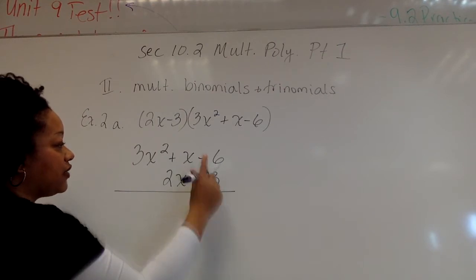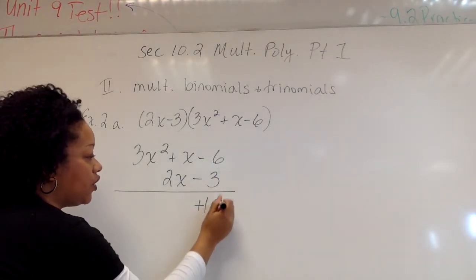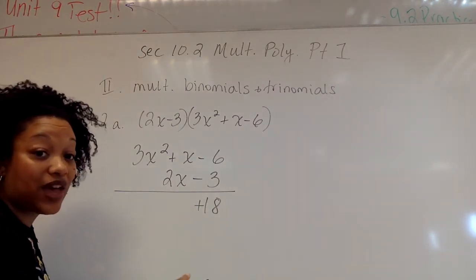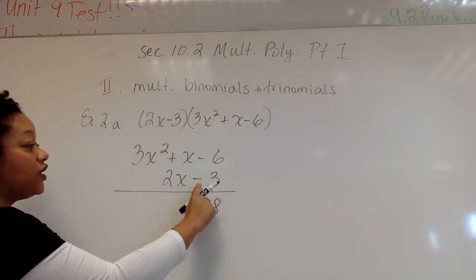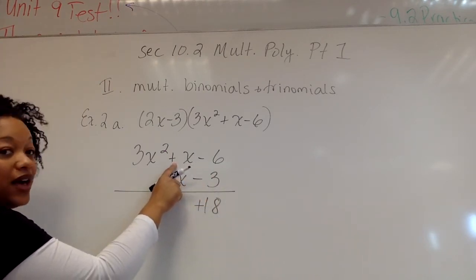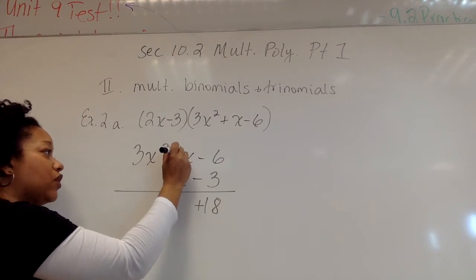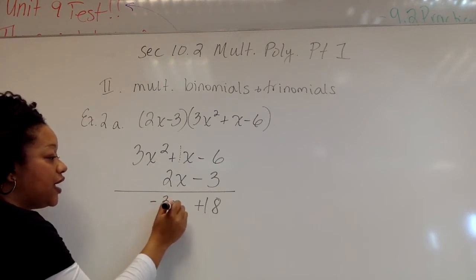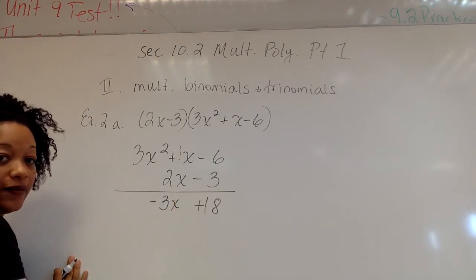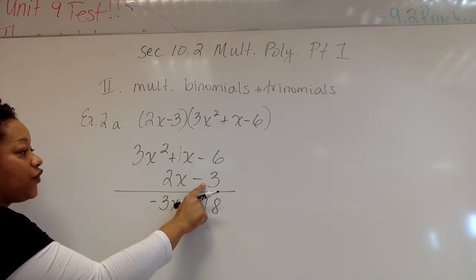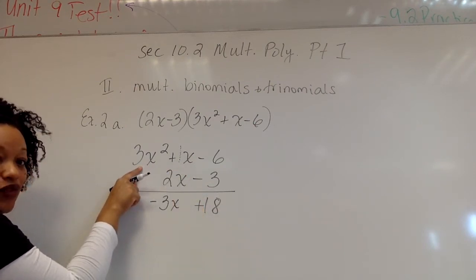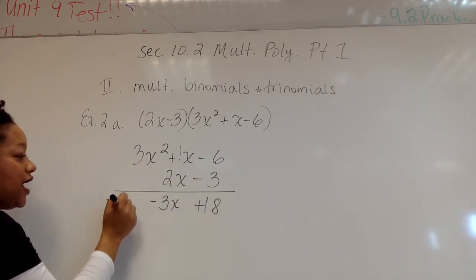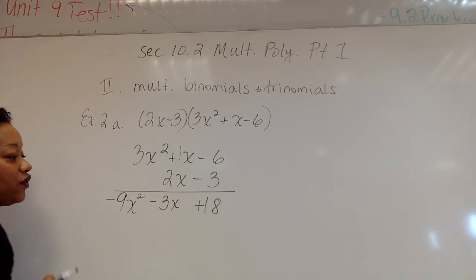-3 times -6 is +18. So I'm going to put it right there under the constant. Don't forget your sign. Whatever the sign is, you got to write it down, okay? Now, let's go to the next term. -3 times +x. Well, you know there's an invisible 1 right here. So -3 times +1 is just a -3, and then you just pop that x on the back. And then we do it one more time. -3 times 3x squared. Well, -3 times 3 is just -9, and then you pop that x squared on the end.